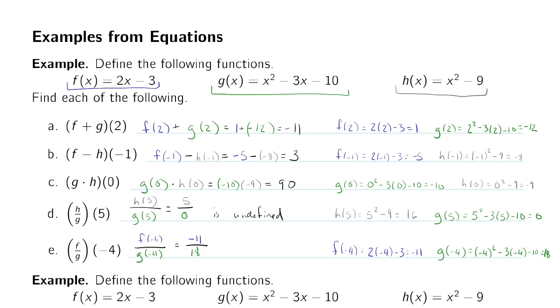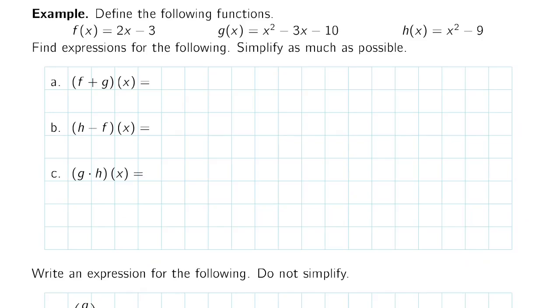We can also write combined expressions for these functions. Here we're looking at the same three functions, f, g, and h. But now, instead of working out individual values for the sum, difference, and product, we're writing expressions for the sum, difference, and product. And we're going to simplify these expressions. So what does that look like?